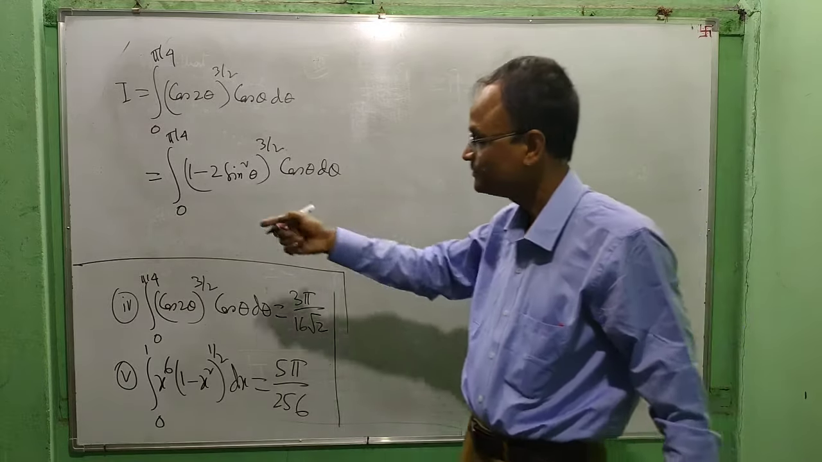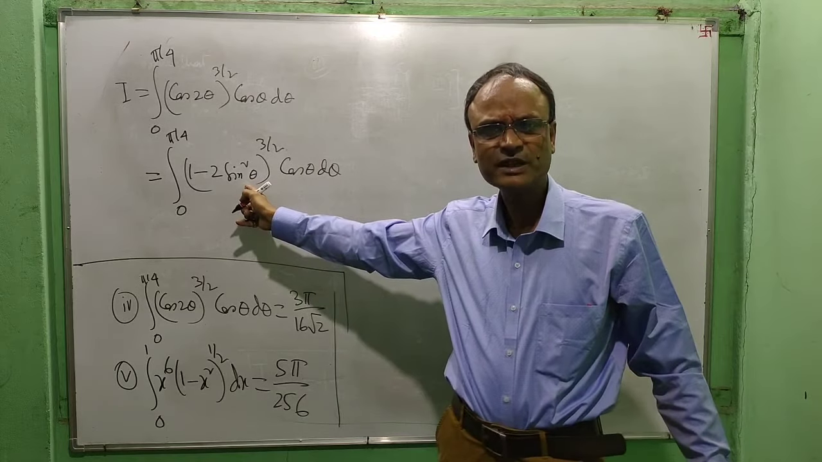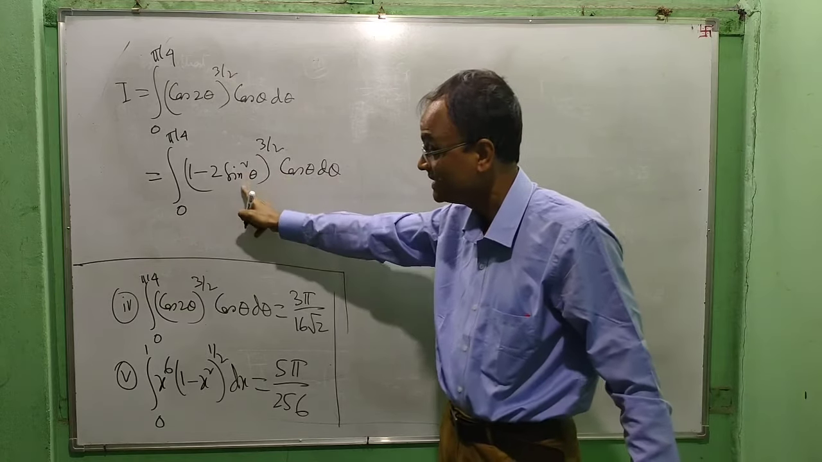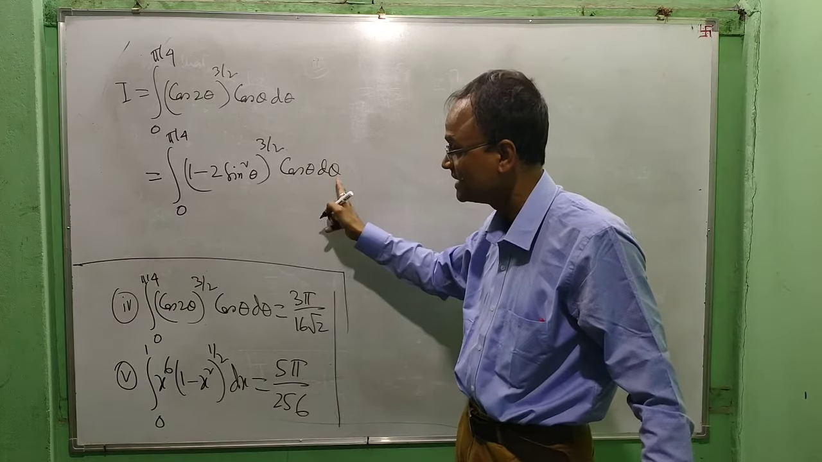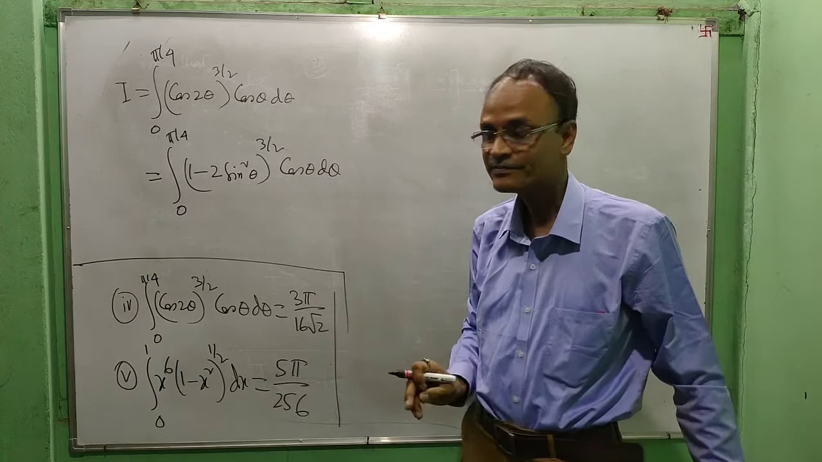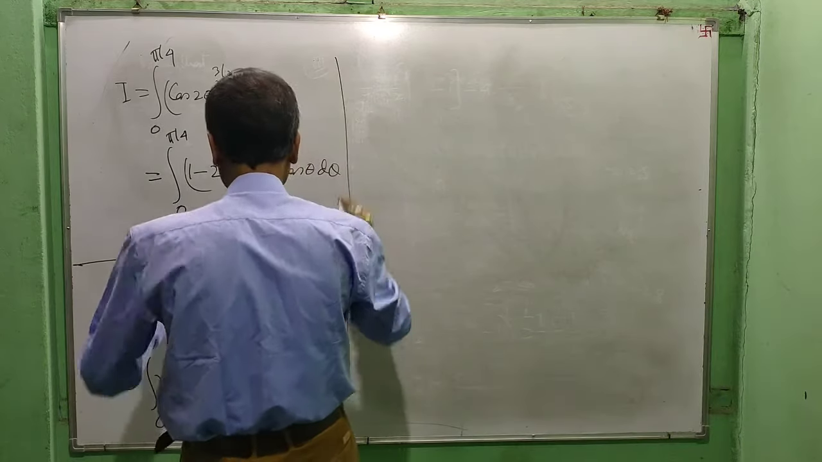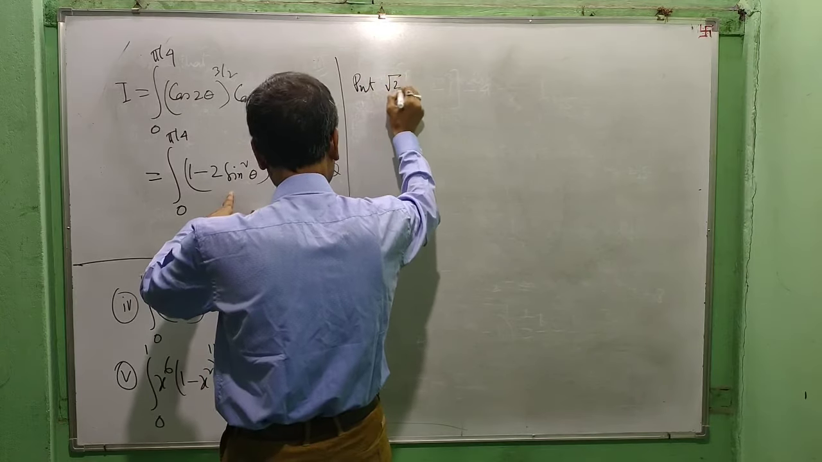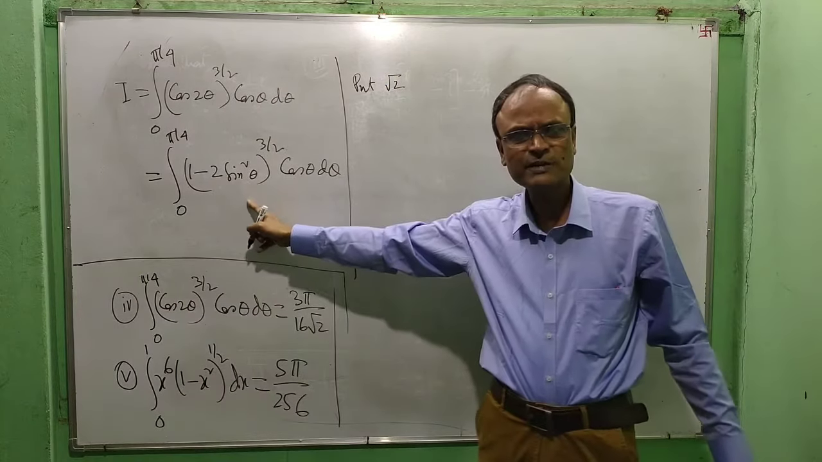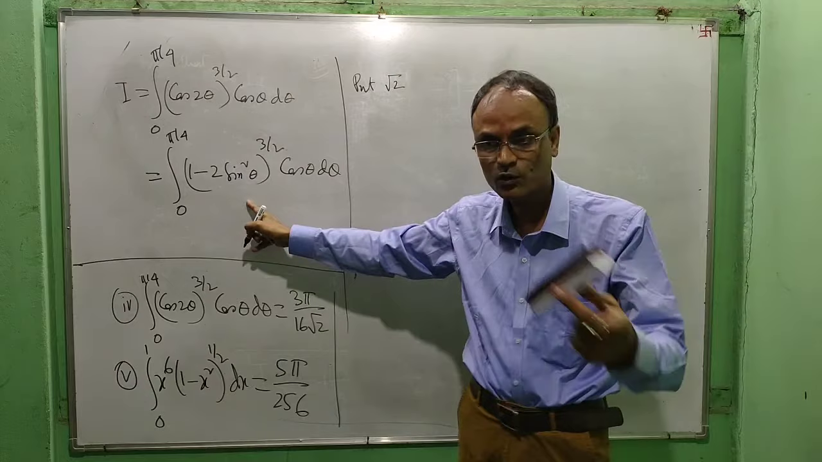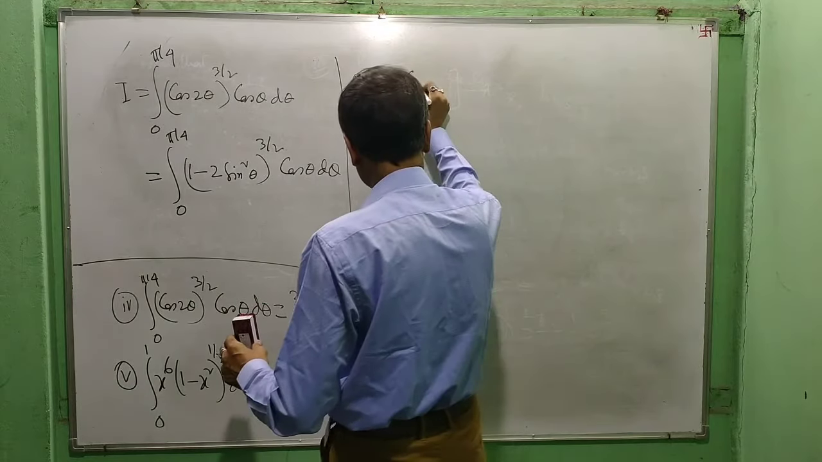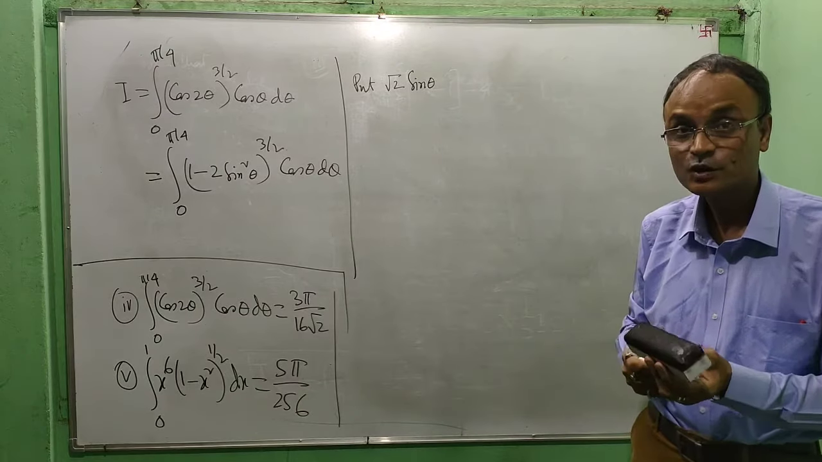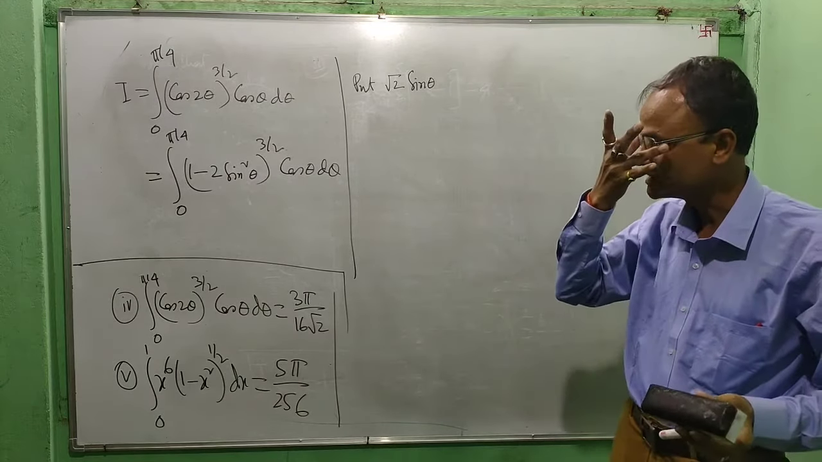Now, you see here, if you put sin theta equal to z, cos theta d theta will be equal to dz. For our convenience, put root 2 into sin theta whole square. You may put root 2 sin theta equal to x.